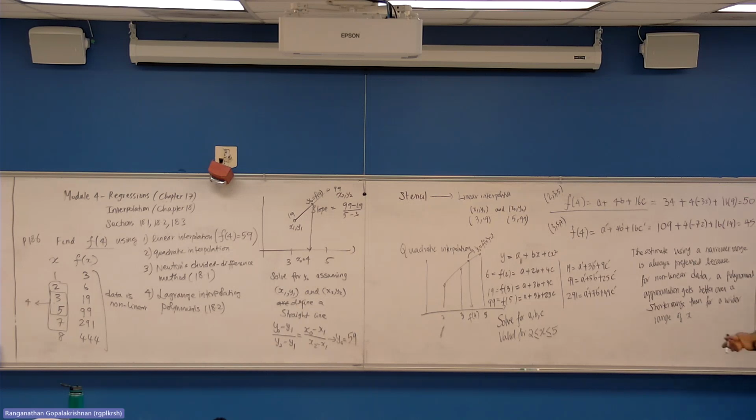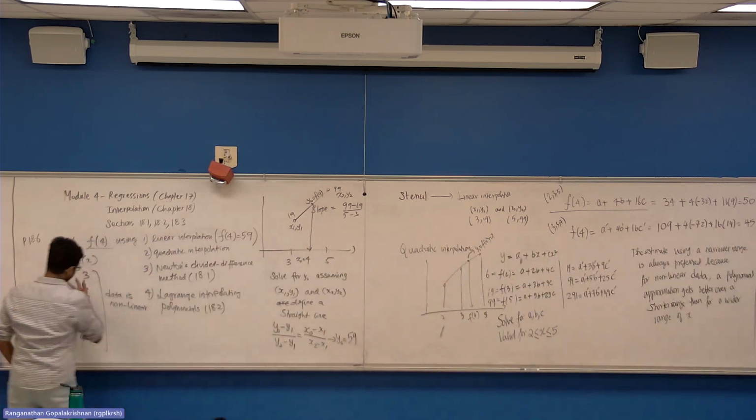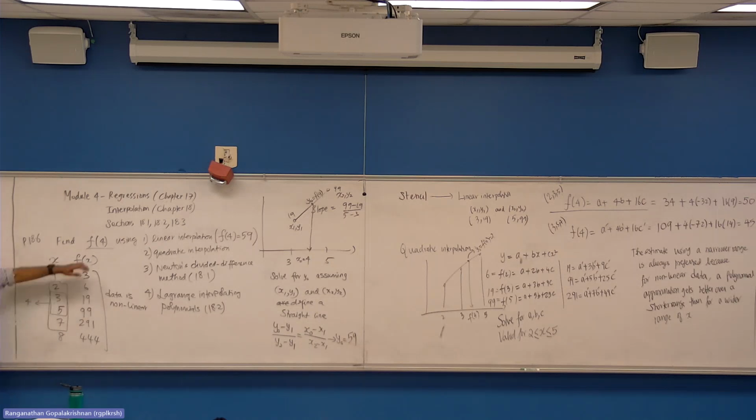In your exam, if I give you a table of data and ask for f of 4 using a quadratic interpolation method, I won't tell you which stencil to pick. I won't tell you to pick 2, 3, and 5 or 3, 5, and 7. But I will expect you to know that it's better to go for a narrower range.